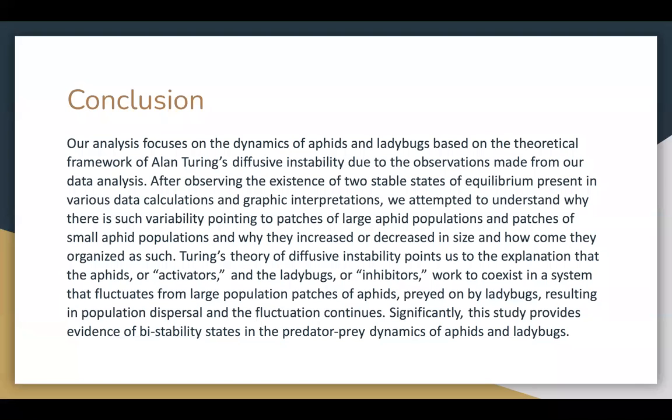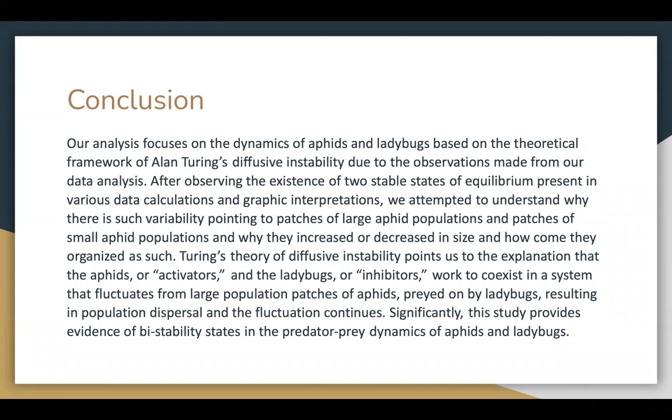So for our concluding remarks, our analysis focuses on the dynamics of aphids and ladybugs based on the theoretical framework of Alan Turing's diffusive instability, due to the observations made from our data analysis. After observing the existence of two stable states of equilibrium present in various data collections and our graphic interpretations, we attempted to understand why there is such variability, pointing to patches of large aphid populations and patches of small aphid populations, and why they increased or decreased in size, and how they organized as such.